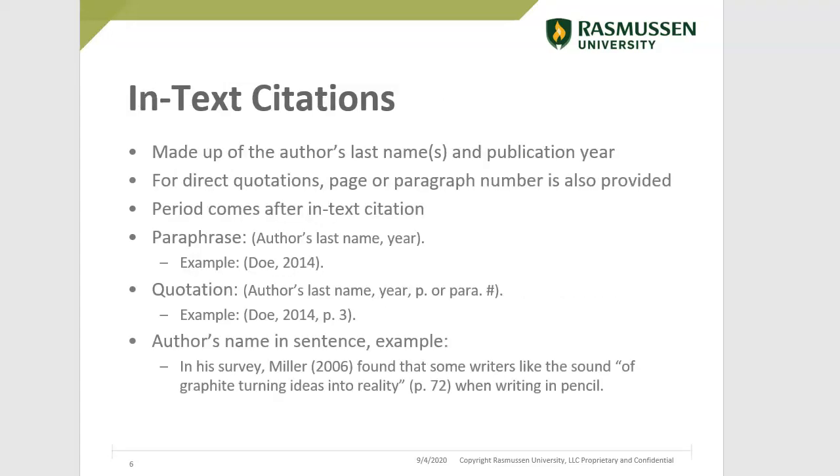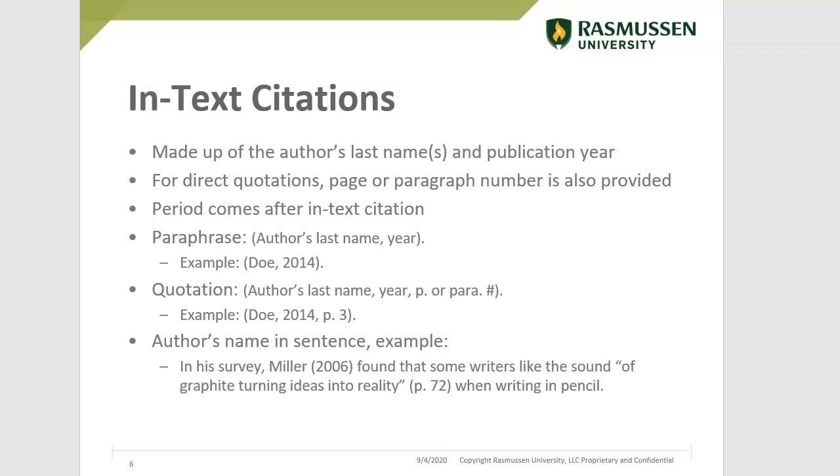A standard in-text citation for a paraphrase is, in parentheses, the author's last name, a comma, and the date of publication. For a direct quotation, the page or paragraph number is added. So this would be, again in parentheses, the author's last name, a comma, the date of publication, and the page or paragraph number.